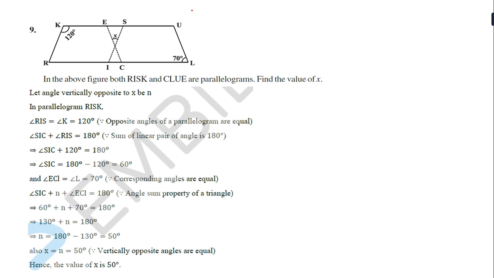Now question number 9. It is a somewhat complicated sum. But if you draw it, it is already given that RISK and CLUE are two parallelograms. So first of all I have to draw RISK. Here it is 120. So if R is equal to K is equal to 120, then I is also 120.